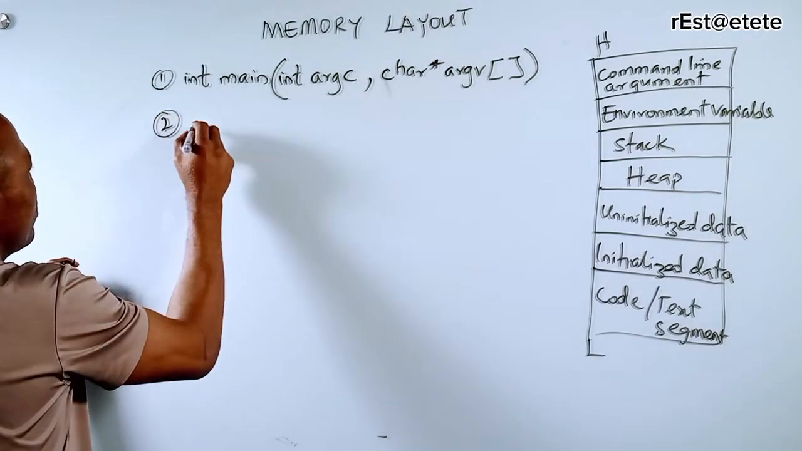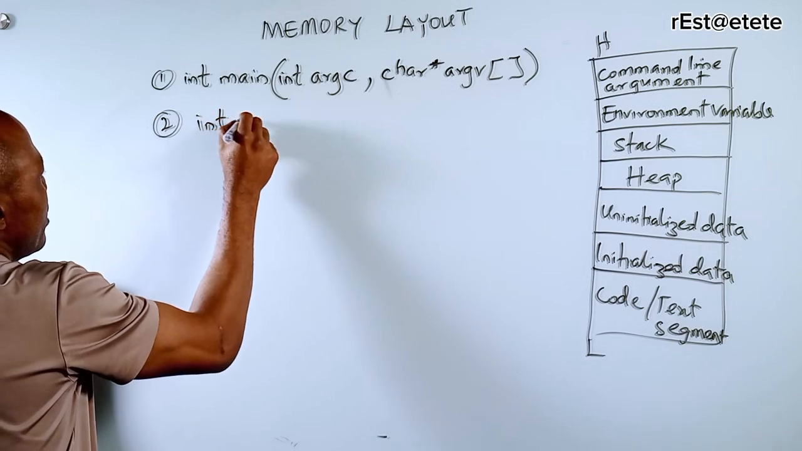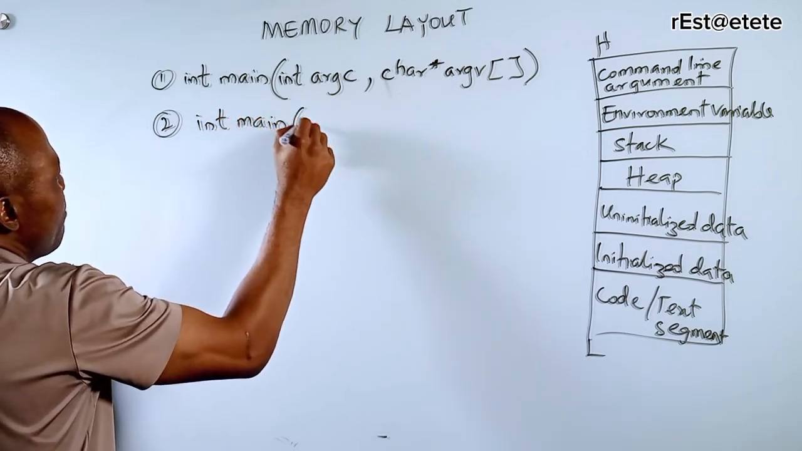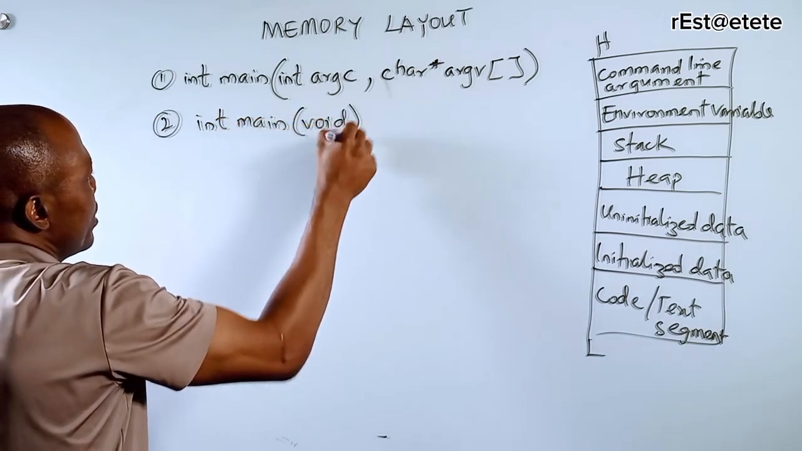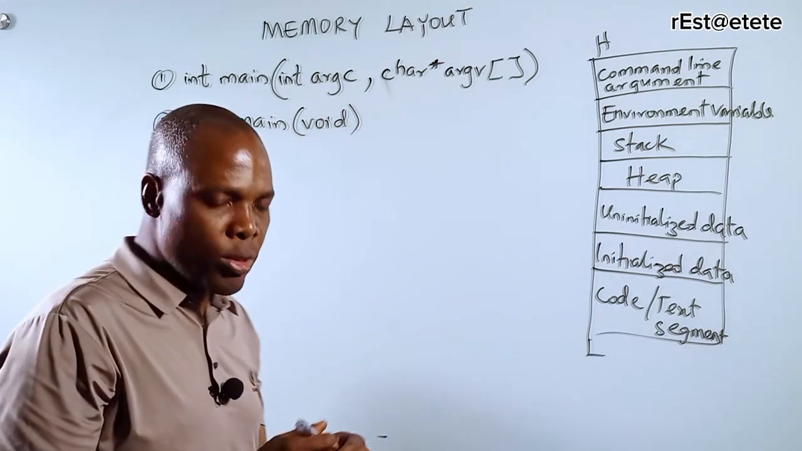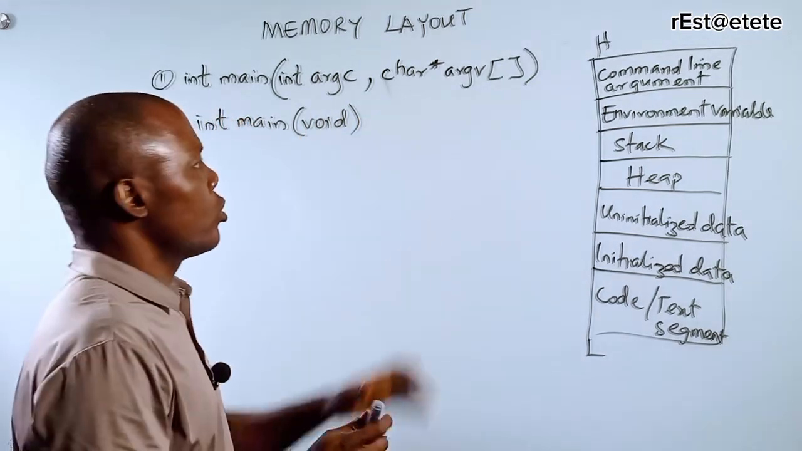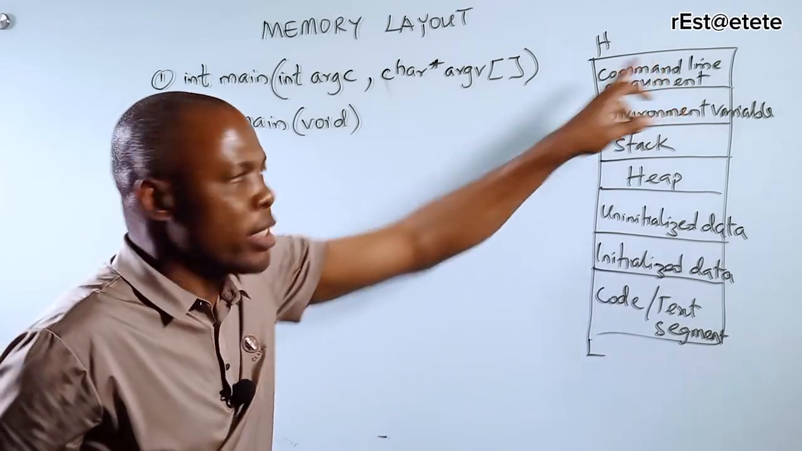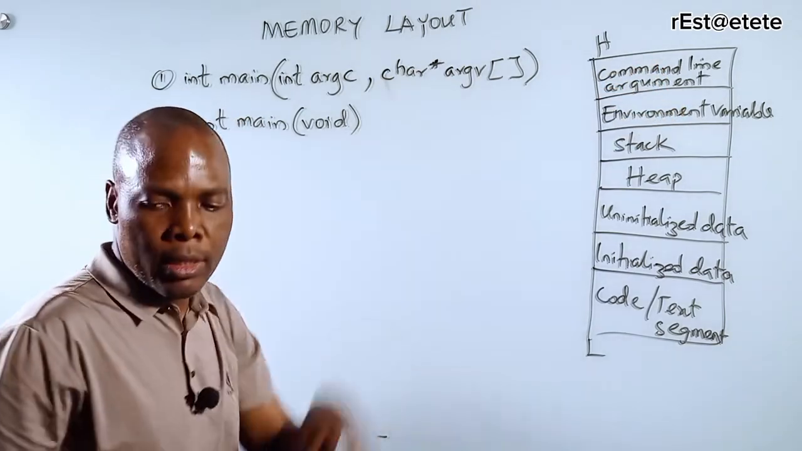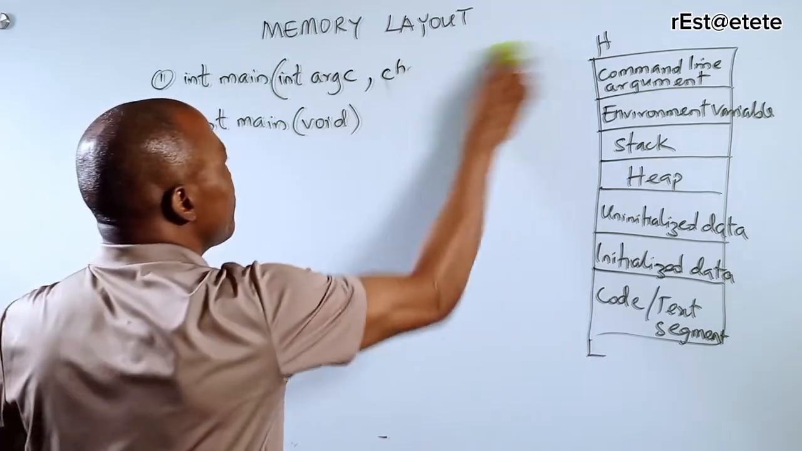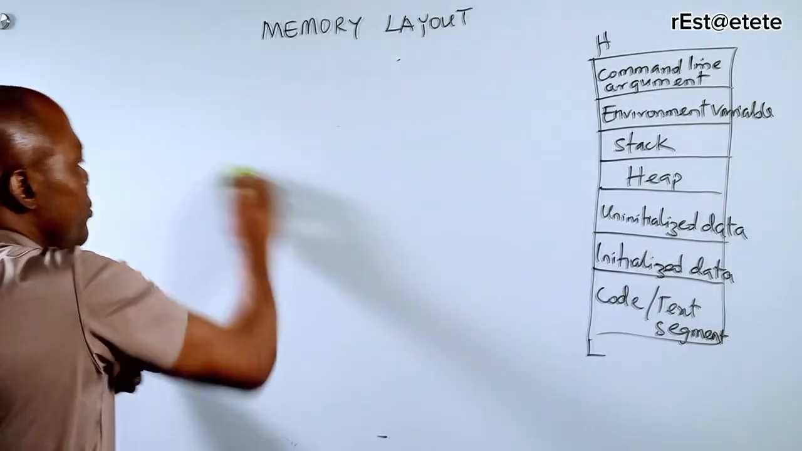Then the second incarnation is what? int main, which is the one I've been using, with void. So these are the two incarnations of the main function. Today, to demonstrate command line arguments, I'm going to teach you this first part. So without wasting much time, let's write our code.